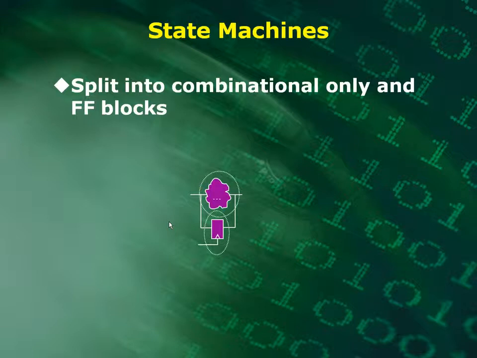So let's talk about state machines now. With state machines, you want to split your state machines into basically two blocks, a combinational only and a flip-flop only block. So that's what's represented here. And the input of the flip-flops is a function of various inputs plus typically feedback through combinational logic.